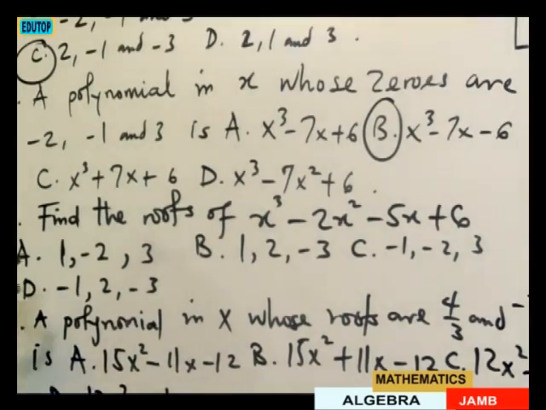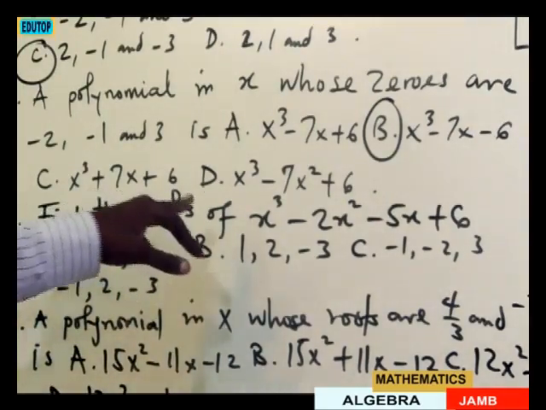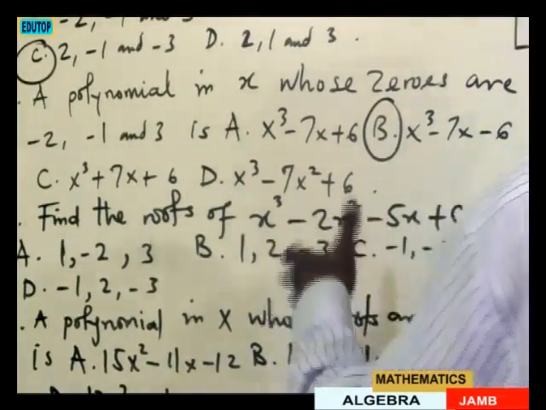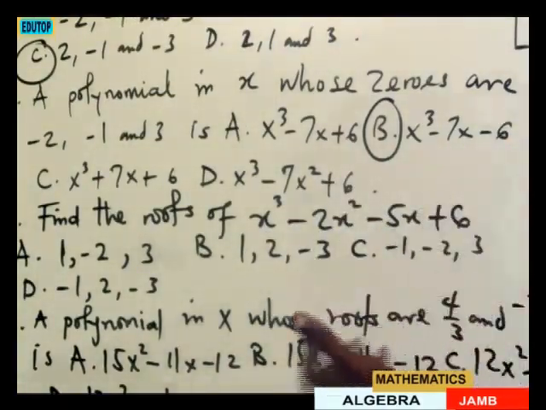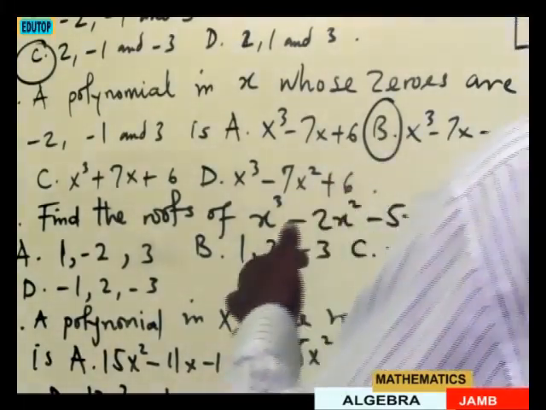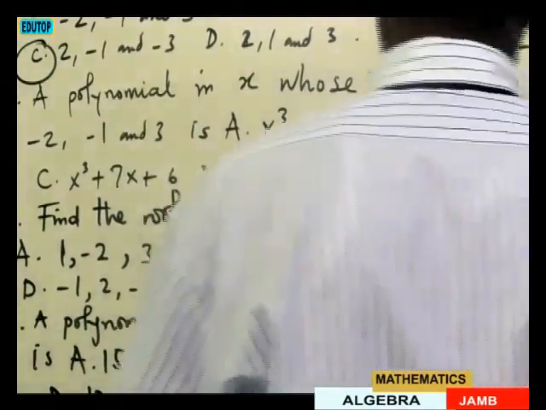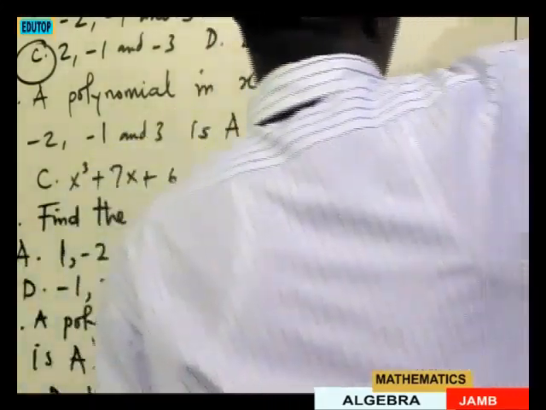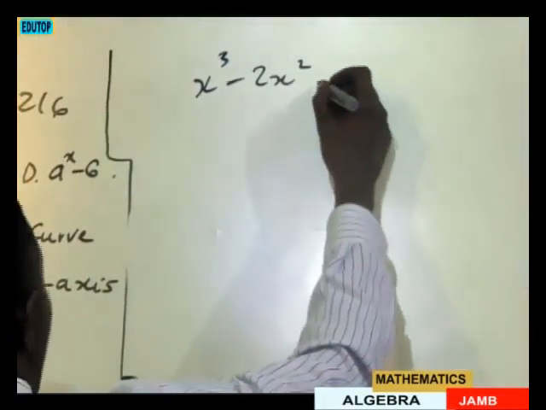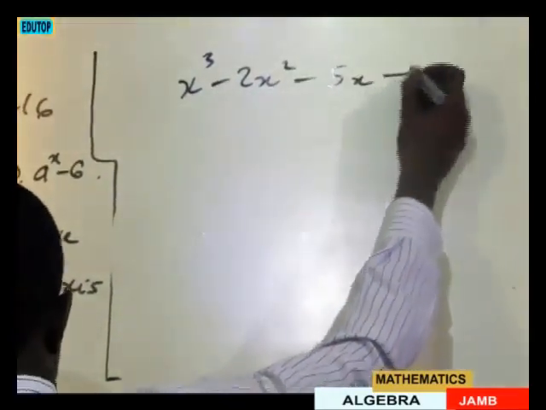Now, question 21 says that find the roots of this. If you have a question like this, and the question asks to find the roots, you have got no other choice than to resolve into using, you test for the values, the critical values of what? X. So you have x cubed minus 2x squared minus 5x plus 6.